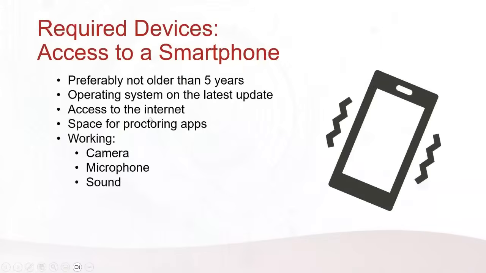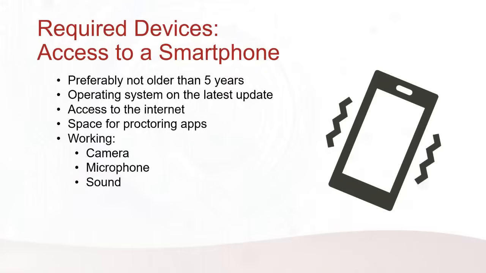Cool, I'll do that. So just a quick reminder on required devices. Preferably, if you're going to be using, for instance, Moodle proctoring or the Invigilator app, where you can use your mobile, preferably not older than 5 years. Make sure it's got the latest updates, that it's got access to the internet, and very importantly, that it also has space for the proctoring apps.